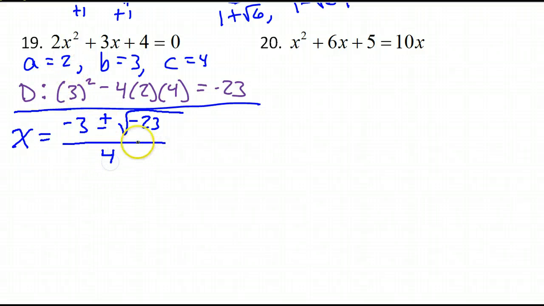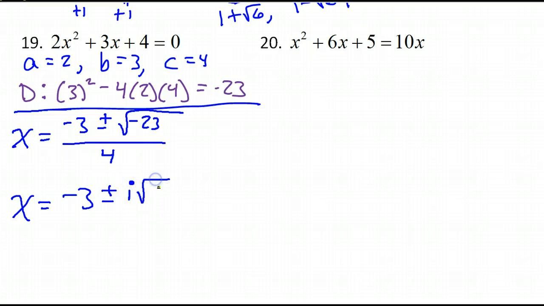So kabam. So this is almost the answer, except for what do we do when we have a negative under the radical? Alright, you bring it out as an i. So I will have negative 3 plus or minus i radical 23, all over 4. Alright, 23 is a prime number, so that cannot be simplified. So that's it. This is the answer.